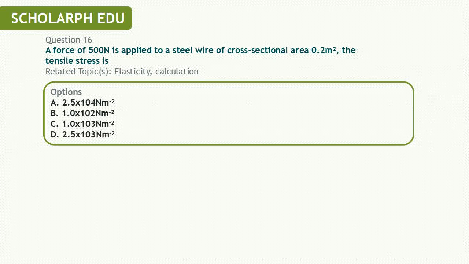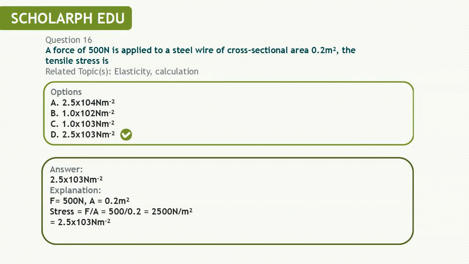Next, on elasticity, a force of 500 Newton is applied to a steel wire of cross-sectional area 0.2 meter square. The tensile stress is? The tensile stress is given as the force over the cross-sectional area. The force here is 500, the cross-sectional area is 0.2. So you have the force 500 over 0.2. That will give us 2500 Newton per meter square.